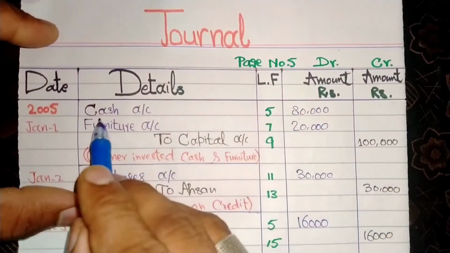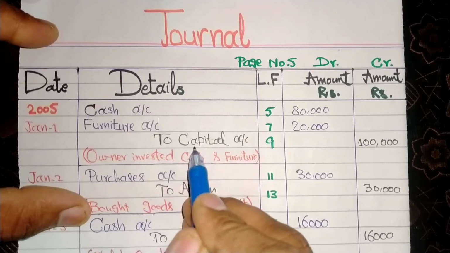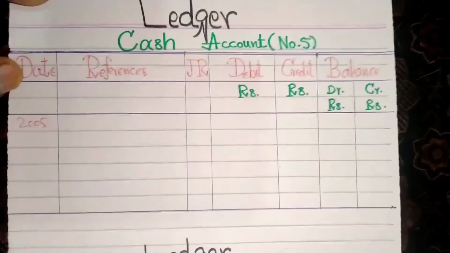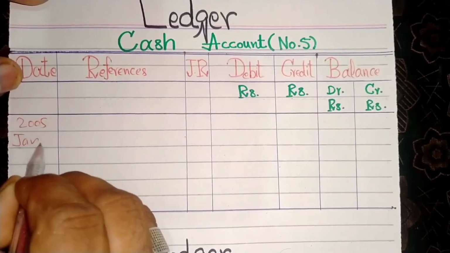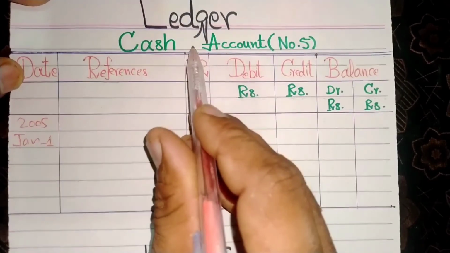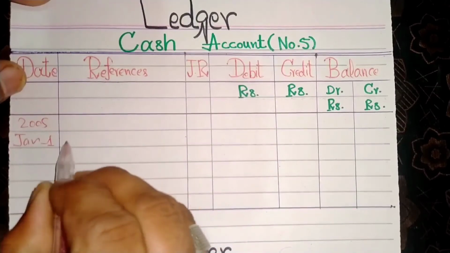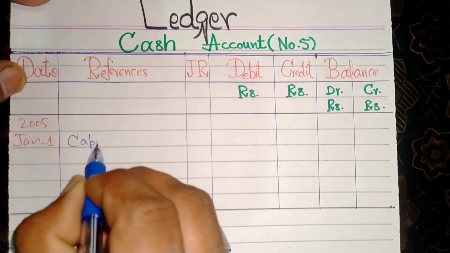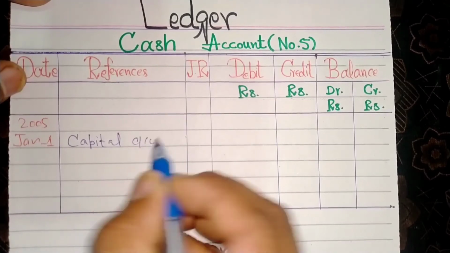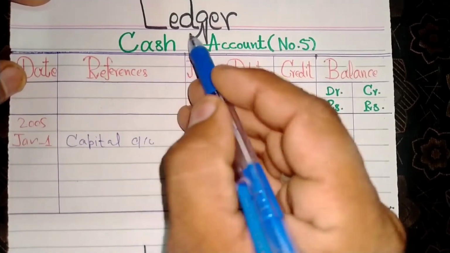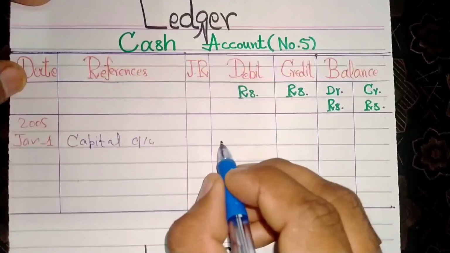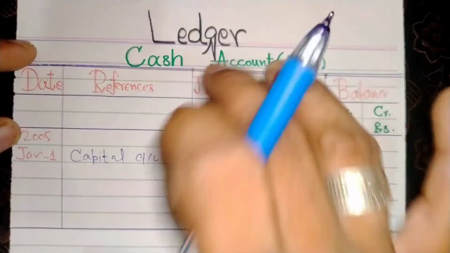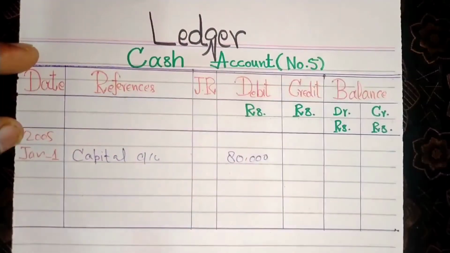First is cash debit by capital account, amounting to 80,000 rupees. Jan 1st, cash account debit by capital account. So we will write here the capital account with the debit amount. The cash account is debited with an amount of 80,000 rupees. The first entry of the cash account has been completed here.